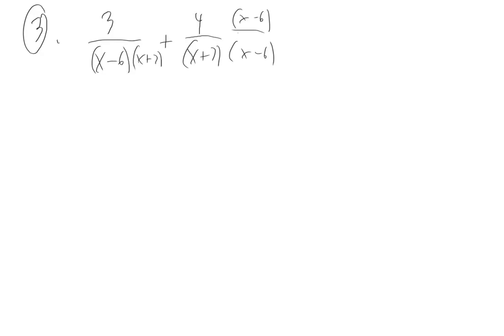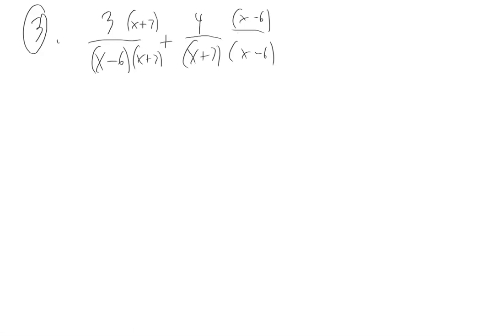Three over x minus 6 plus 4 over x plus 7. This does not have a common denominator, so what we'll have to do is multiply this denominator times x minus 6, and also on the top by x minus 6. Then this denominator we'll have to multiply by x plus 7, and also on the top by x plus 7.